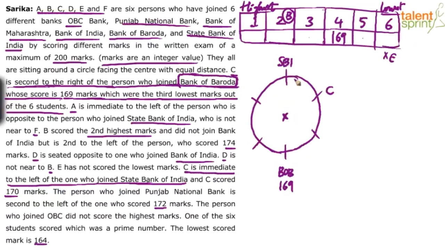Right is always anti-clockwise when persons are facing center. So that is SBI's position. And C scored 170 marks. Make a note of that. C scored 170.